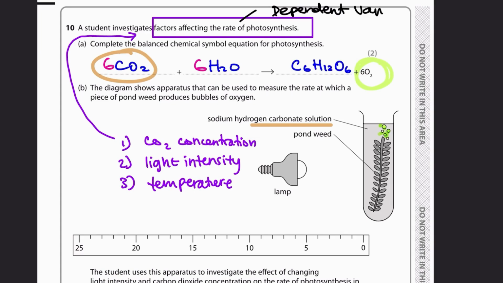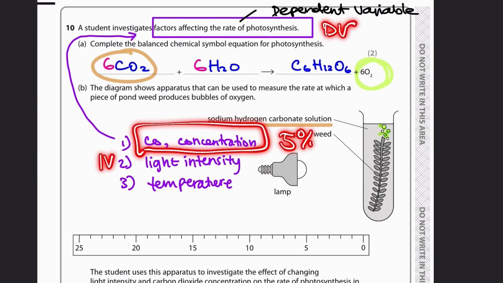So what's he changing? He is changing the light intensity because he's moving the lamp away. So this is the IV, this is the DV, and he's also changing carbon dioxide concentration. He had it at 5% and 10%. Remember, he repeats it at 5 and 10%. So that's like the other IV. There's 2 IVs in this experiment. Therefore, the last one must be kept constant.